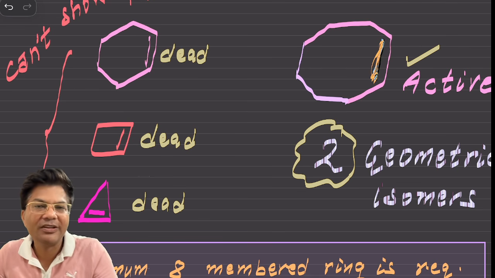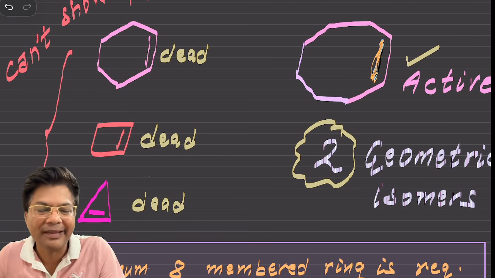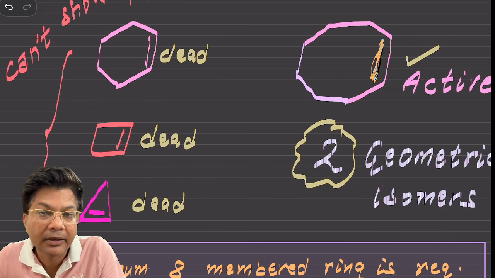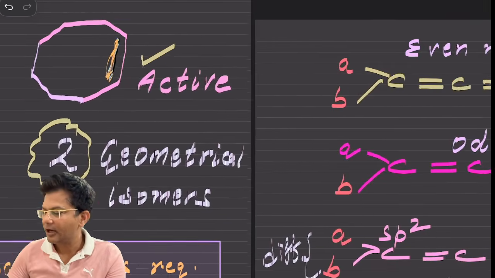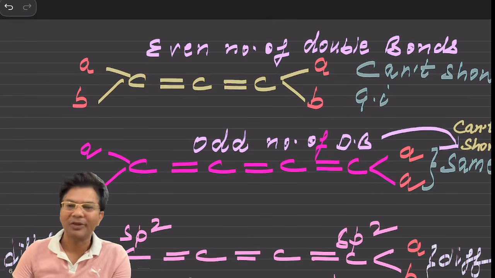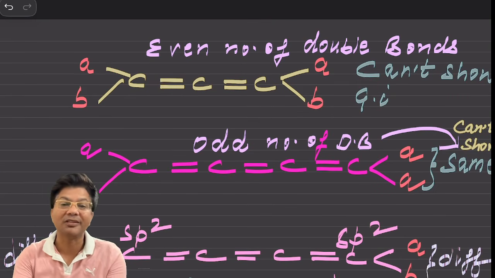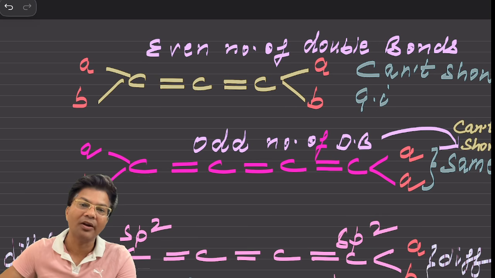If you want to see GI in these rings, then the ring must be at least 8-membered. Now my dear students, let me show you the next page. Now this is a really awesome thing. This is known as allene. What do you call it?